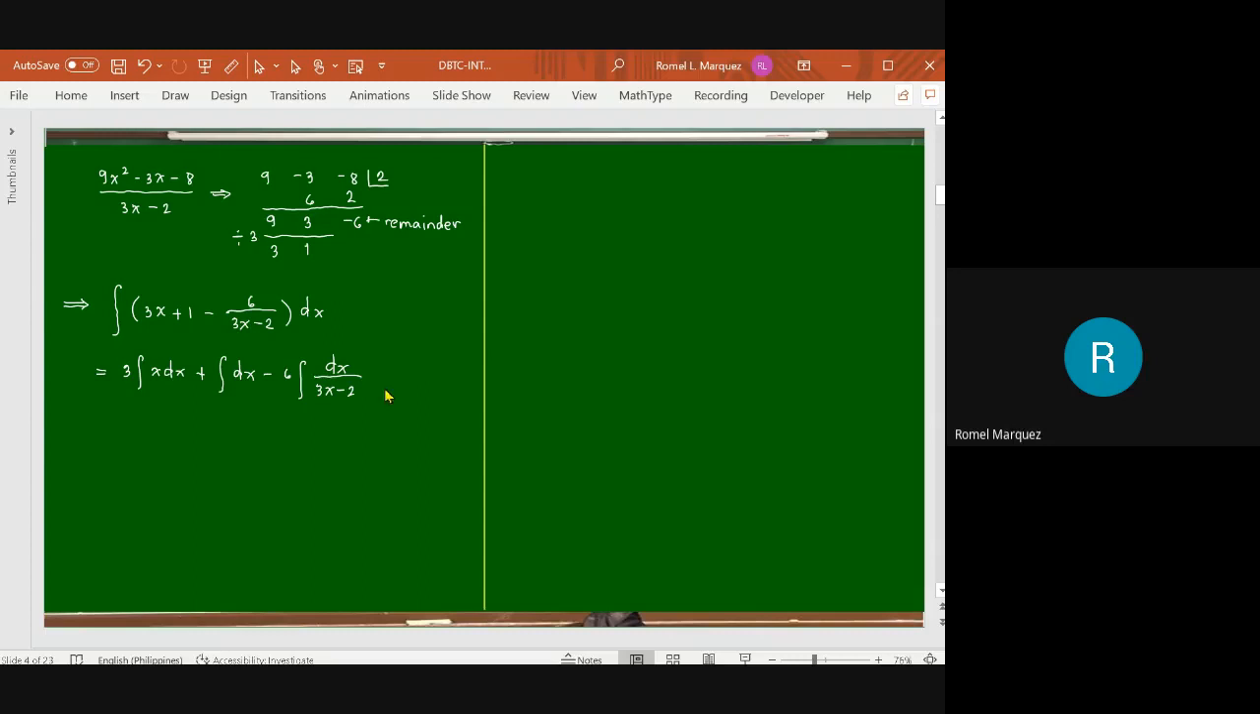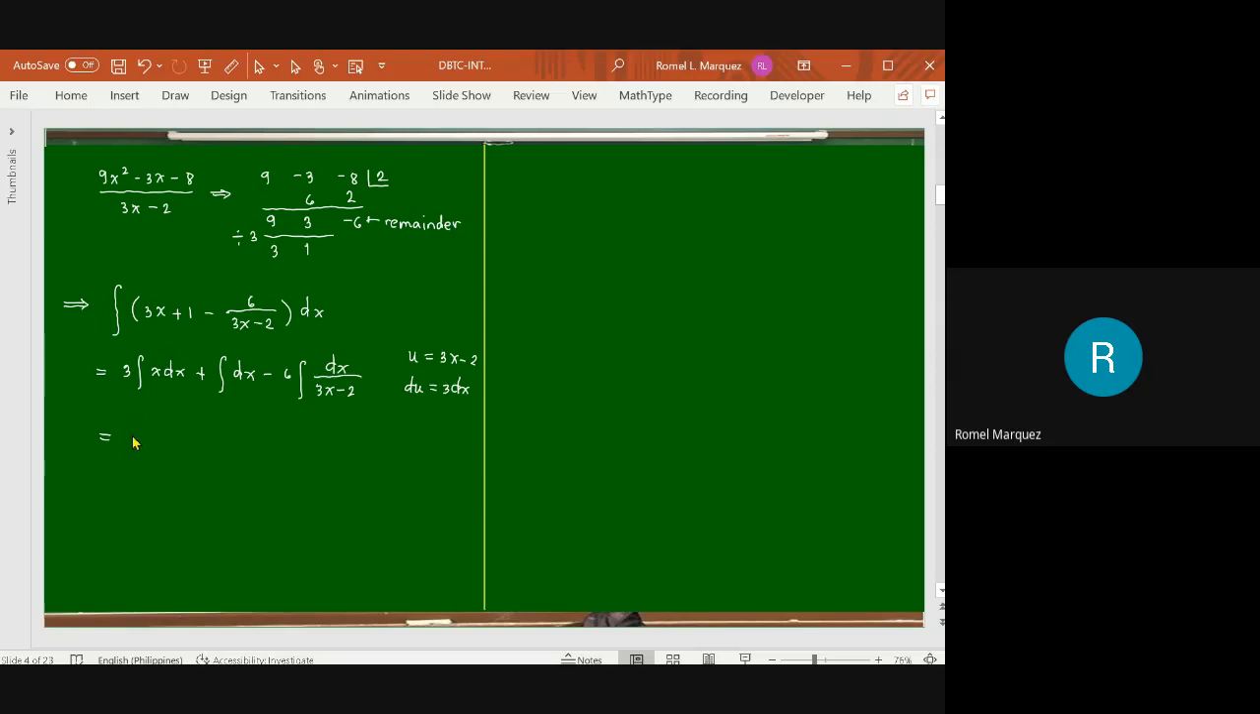Now, for the last integral, that leads to the integral of du over u. So our u is 3x minus 2, so du is equal to 3 dx. So what do we miss in the numerator? We need 3, so I'm going to get it from 6. So what will be left after getting the factor 3 from 6? There will be 2 left.